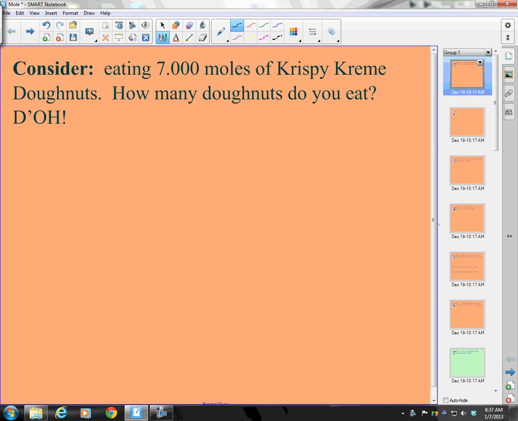And we are beginning Unit 7. Unit 7 is all about stoichiometry. To get into stoichiometry, we have to first understand a concept called the mole. So let us begin with the mole.